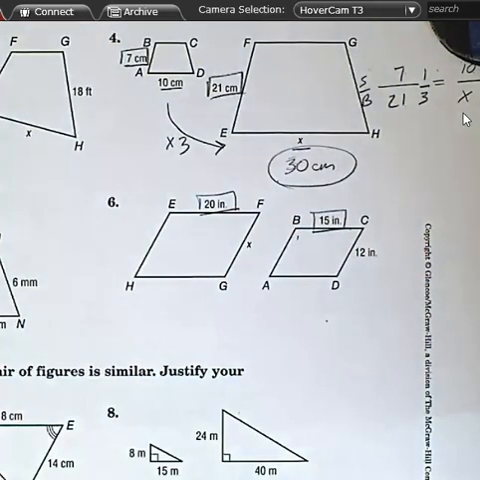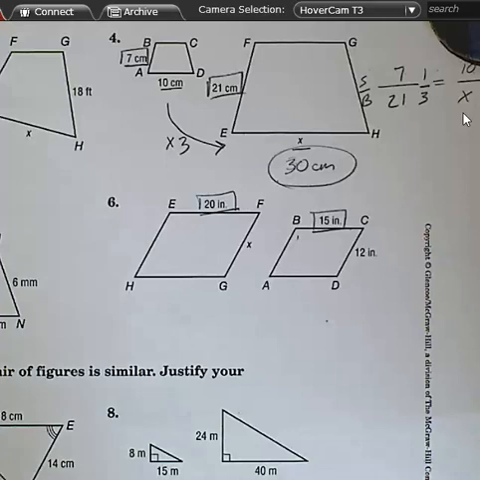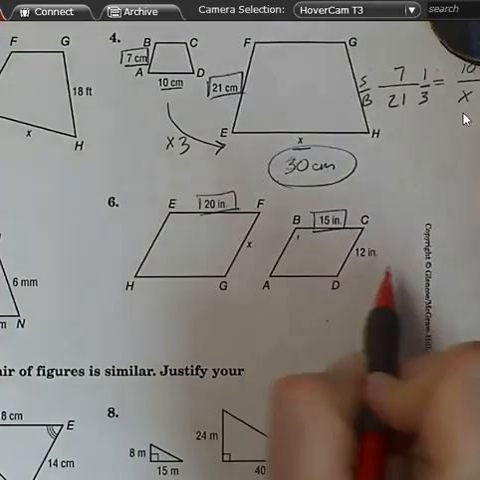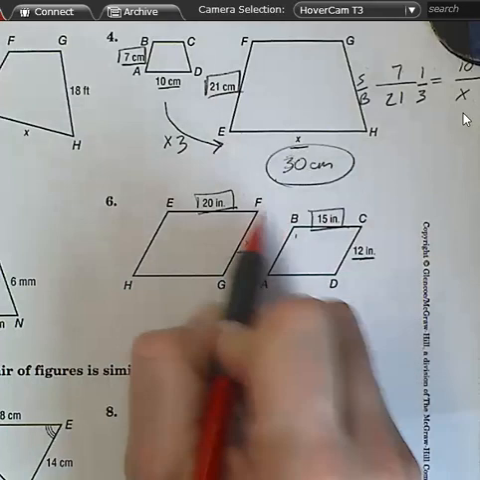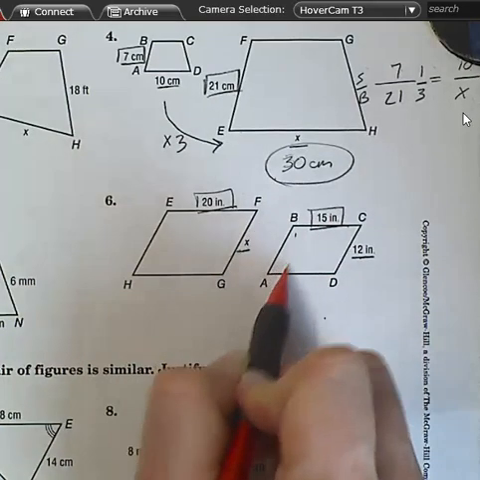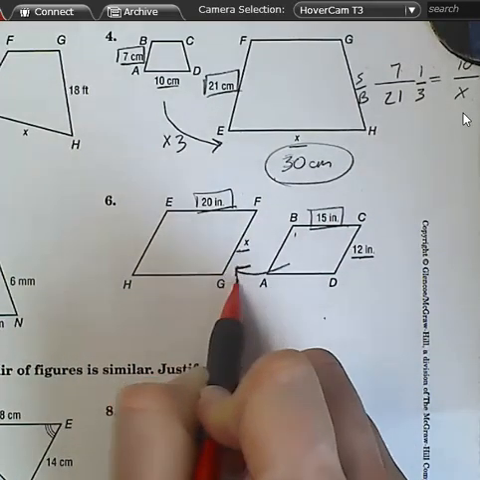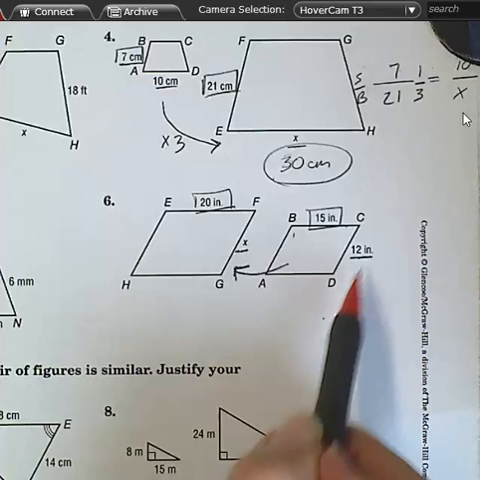Wait, I know how to solve this. Okay, what other two sides correspond with each other, Gracie? FD and CD. That's right. Now, can we easily go from 15 to 20? Because we have to go from what we know to what we don't know.